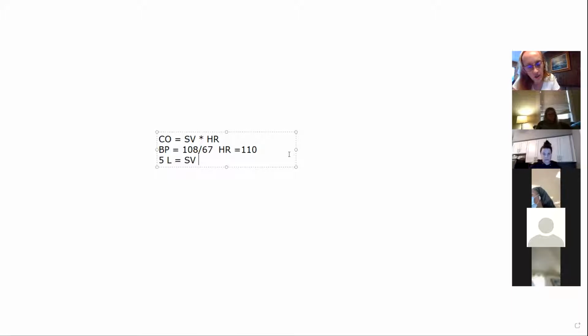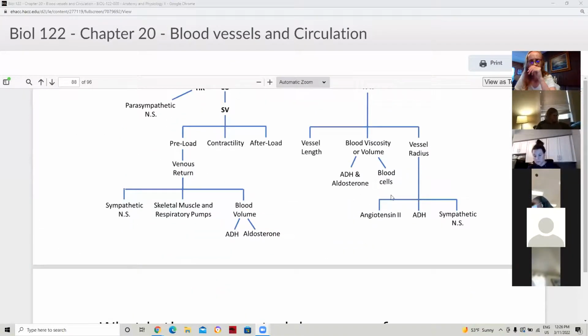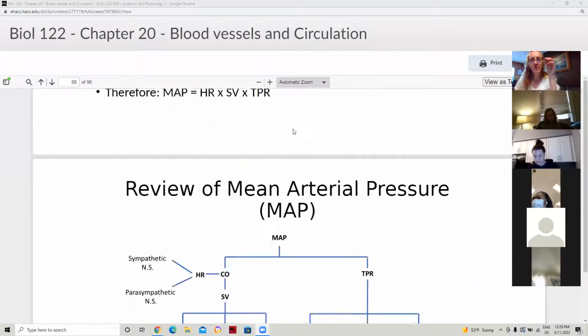Their heart rate is 110. Now coming back to looking at this question. What affects venous return? Blood volume, skeletal muscle, and sympathetic nervous system. Actually, I'm going to back up. I'm going to back up even further.